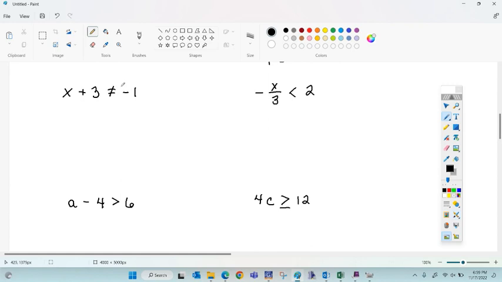Here, this is the not equal to sign. But pretend it's an equal sign. Okay, so I need to take away 3 from both sides, which you probably had already thought up. This cancels out. X not equal to -4. Let's consider the graph.